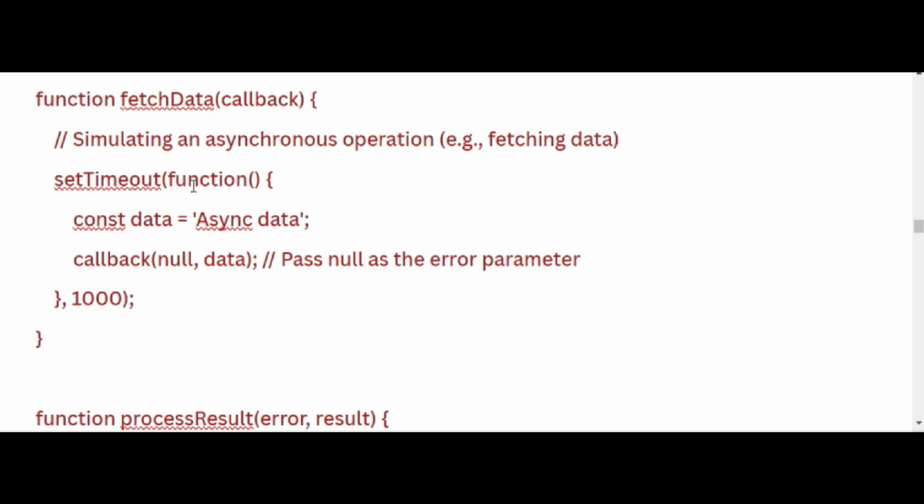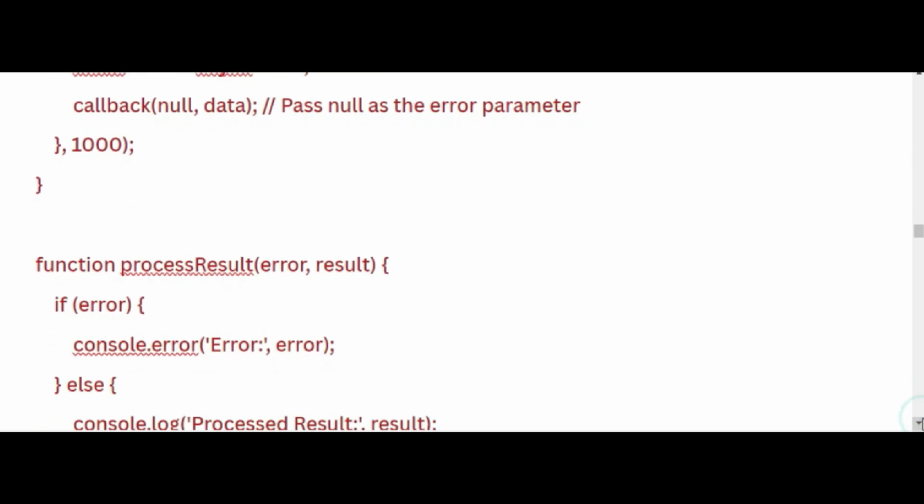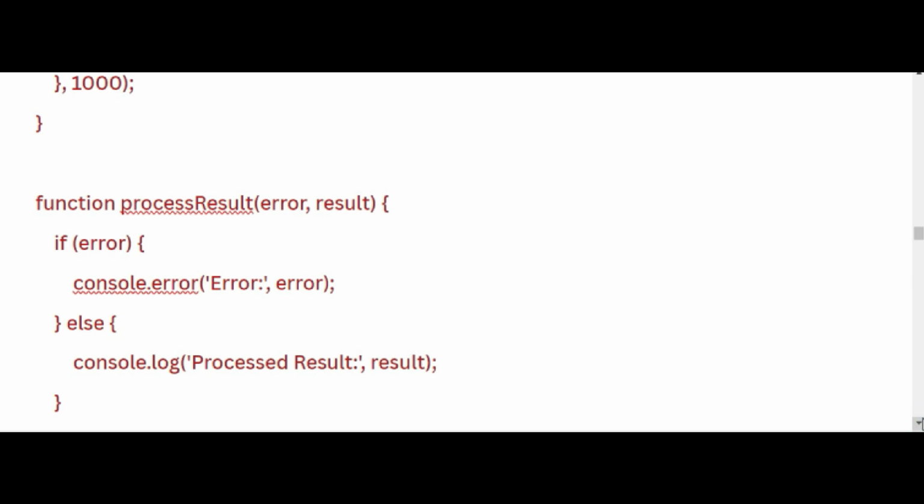Now setTimeout(function() { const data = "asynchronous data"; callback(null, data); }, 1000). What is the meaning of that? It passes null as the error parameter. Then function processResult(error, result) { if (error) { console.error(error); } else { console.log("Process result", result); } }.